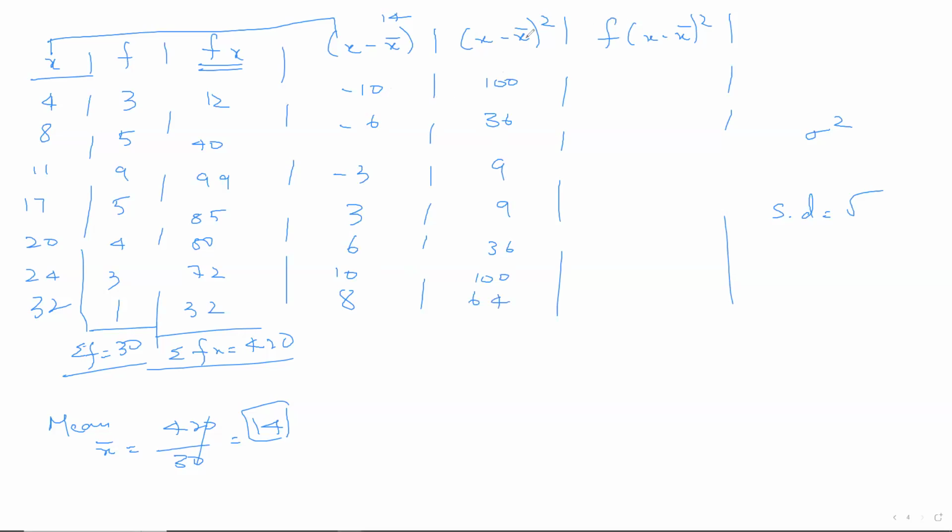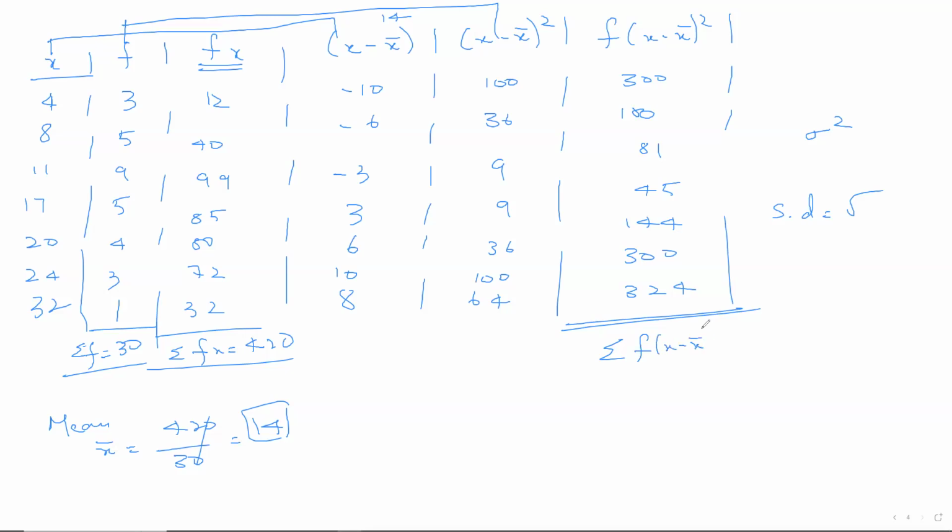Now the last thing, f into this, we will multiply. After multiplying, 300, 180, 81, 45, 144, 300, 324. You will find the summation. The summation of f into x minus x dash the whole square is equal to, in this case, 1374. Now, using this, you'll be able to find sigma square, given by the formula summation of f into x minus x dash the whole square, whole divided by n. Same, guys, everything. 1374 divided by 30.